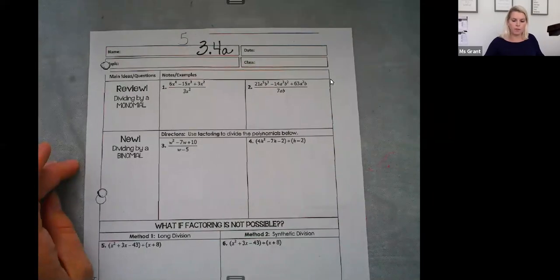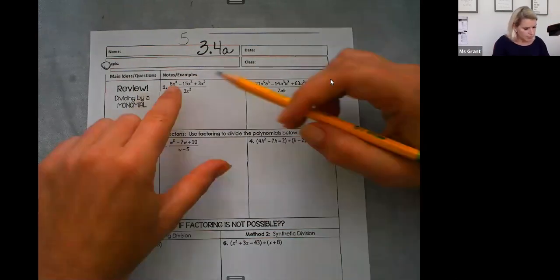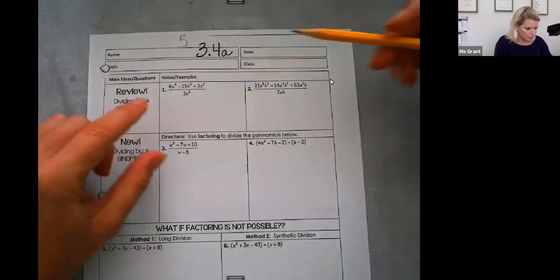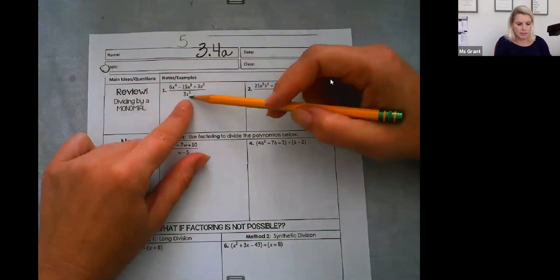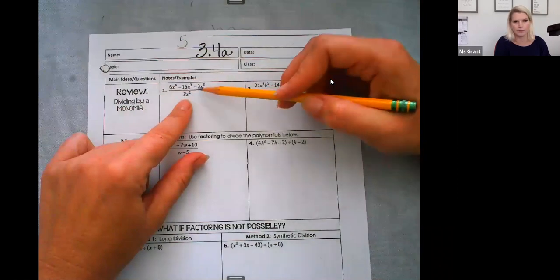All right, 3.4a, dividing polynomials. So these first two should be review for you, because what I'm doing is this 3x squared has to be divided into each term in the numerator.